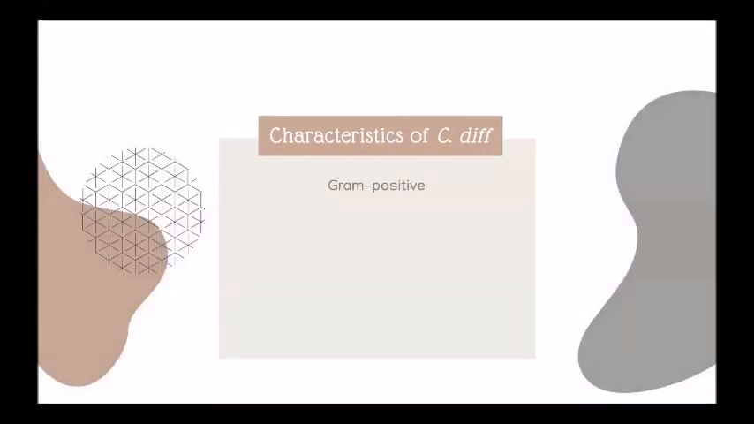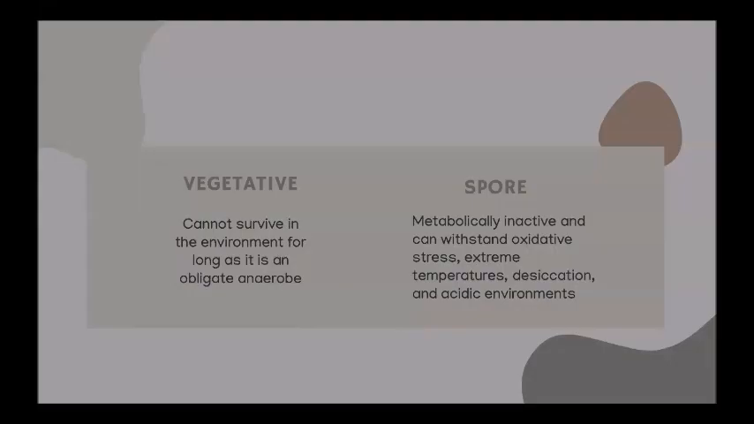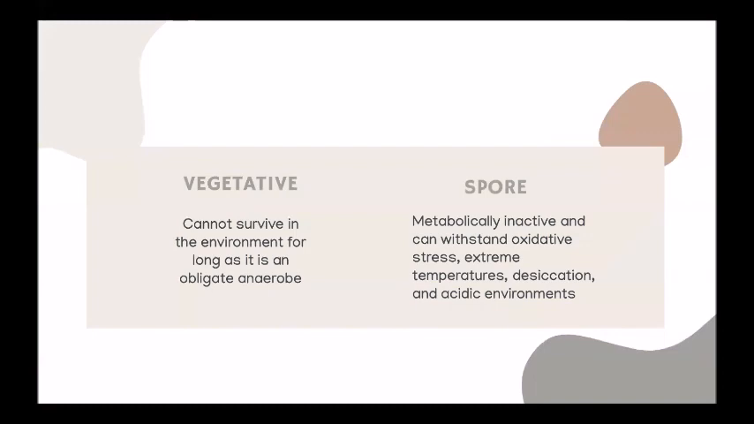C. diff is a gram-positive, obligate anaerobe, bacillus-shaped bacterium and has a vegetative form and spore form. Because it's an obligate anaerobe, it cannot survive in the environment for very long when it's in its vegetative state. When it's in its spore form, it is metabolically inactive and can withstand oxidative stress, extreme temperatures, defecation, and acidic environments. The C. diff spores in the stool of those who are infected can live in the environment for extended periods of time as they can survive harsh conditions, including the surfaces that are sanitized with alcohol.